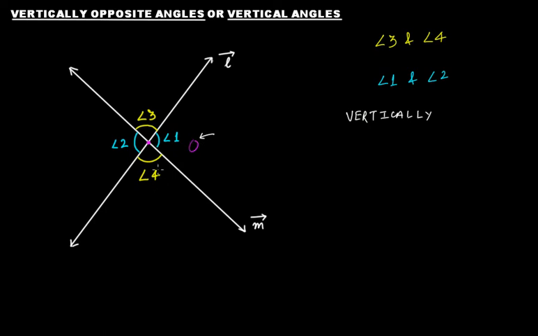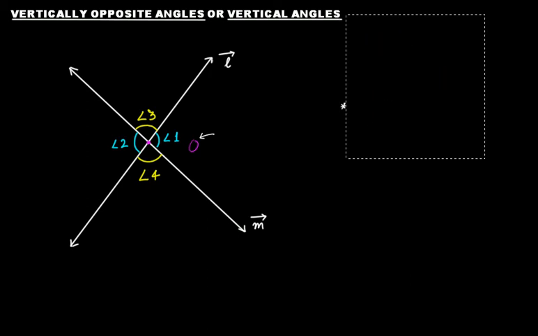This is a vertex where two lines are crossing each other, and this word vertically is actually referring to this vertex, or the point O. That's why the name vertically opposite angles. These angles are around this vertex O. Now, the next point is that angle 3 and angle 4 are vertically opposite angles.